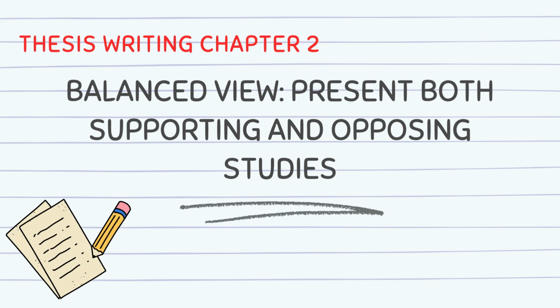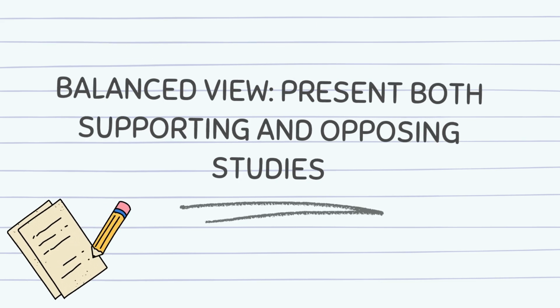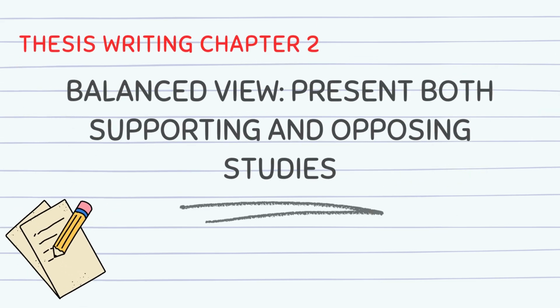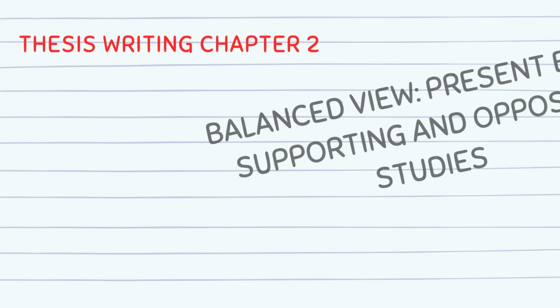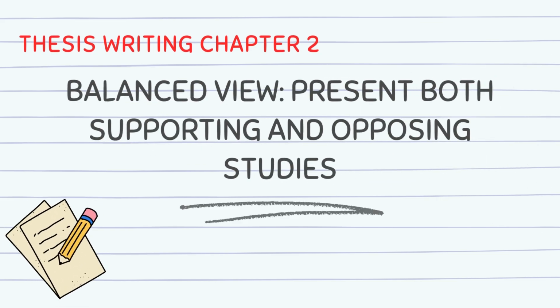Why is balance so important? First, it increases your credibility as a researcher. Readers, especially academic panels and future researchers, respect a thesis that transparently deals with conflicting evidence rather than selectively citing only supportive materials. Second, it helps you identify the true complexity of the issue you are studying. Most research problems are not black and white. They are multifaceted, with many layers of influencing factors.